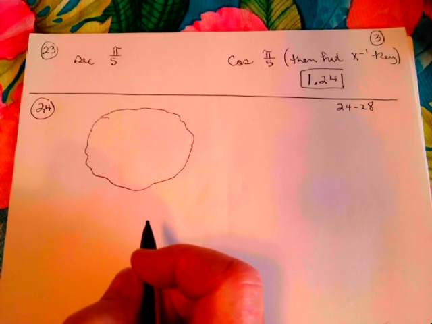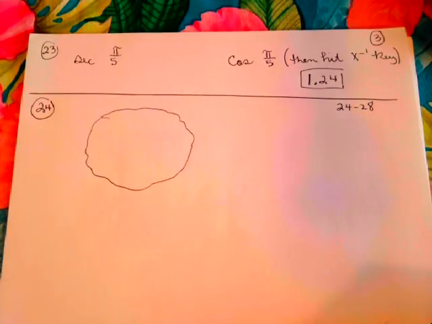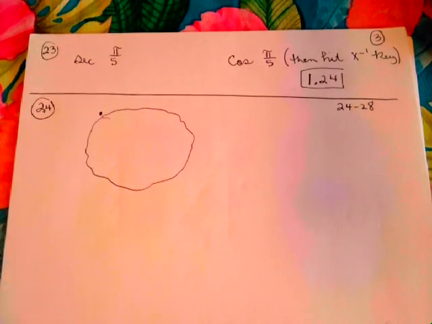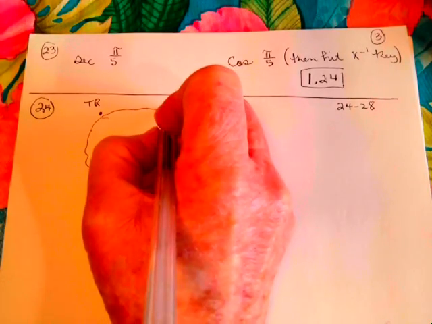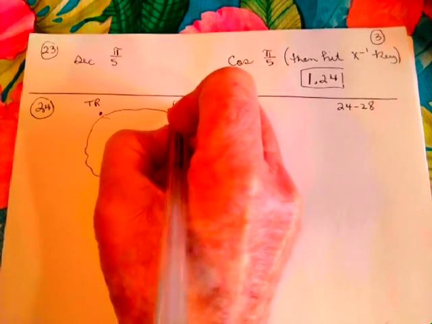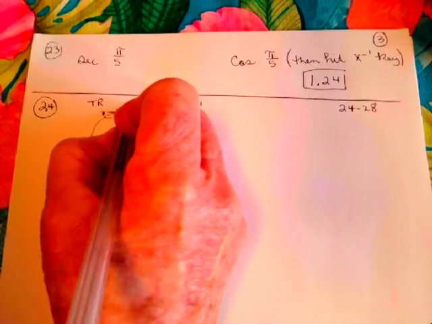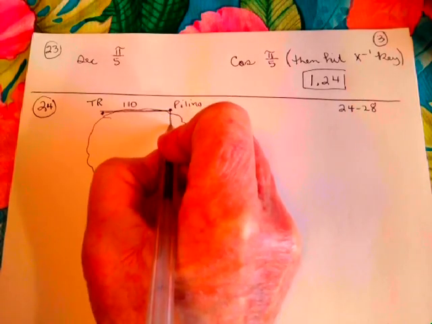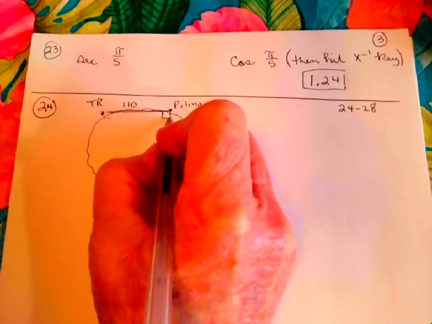He has set up his transit on one side of the lake 110 feet from a piling that is directly across from a pier on the other side of the lake. So here's the transit. Here's the piling. It's 110 feet from the transit to the piling. If the piling is directly across the lake from the pier, that's telling you that this is a 90-degree angle.